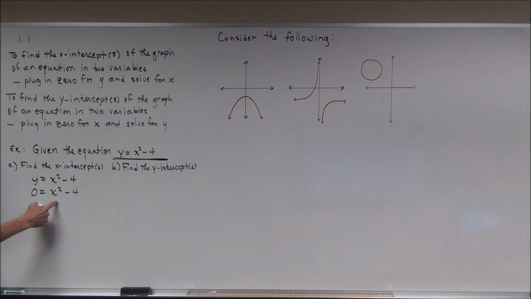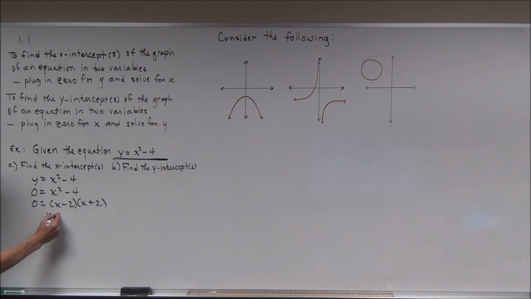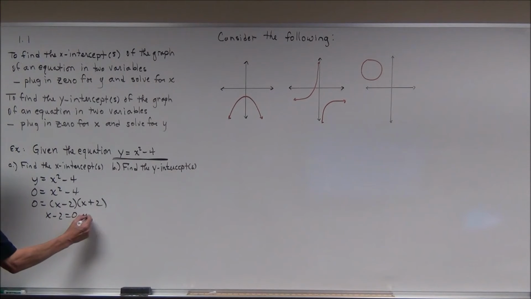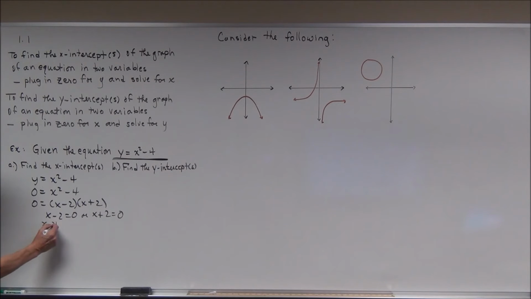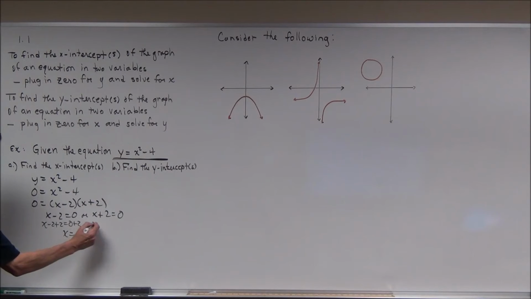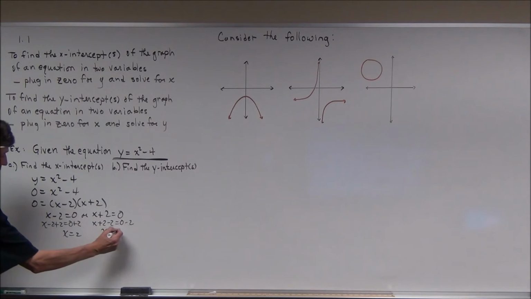Solve this equation. You can do it by factoring, difference of squares. Set each factor equal to 0, the zero product property. Add 2. x is equal to 2. Subtract 2. x is equal to negative 2.